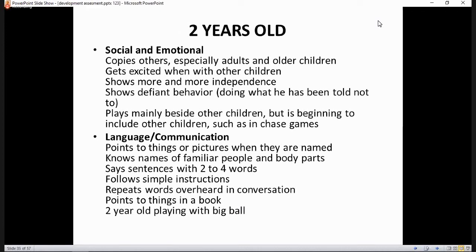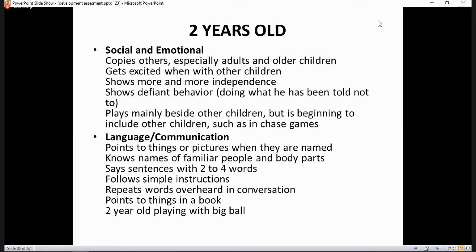Now come to the 2 years old child. Copies especially adults and older children, gets excited with other children, shows more and more independence, plays mainly beside other children but is beginning to include other children, such as in chase games.